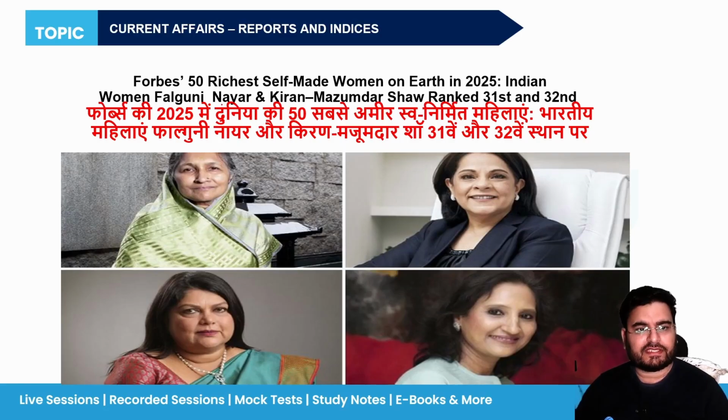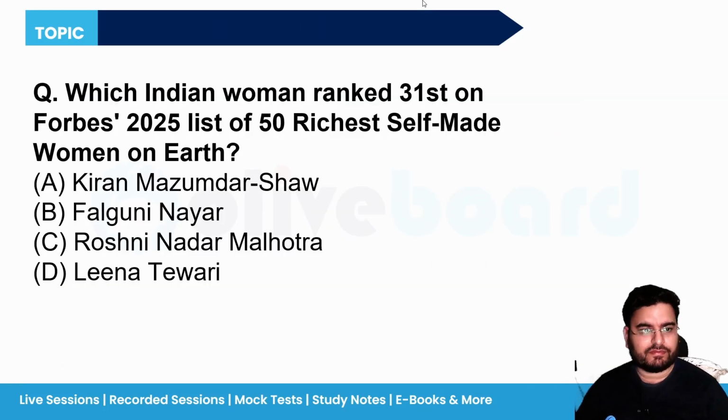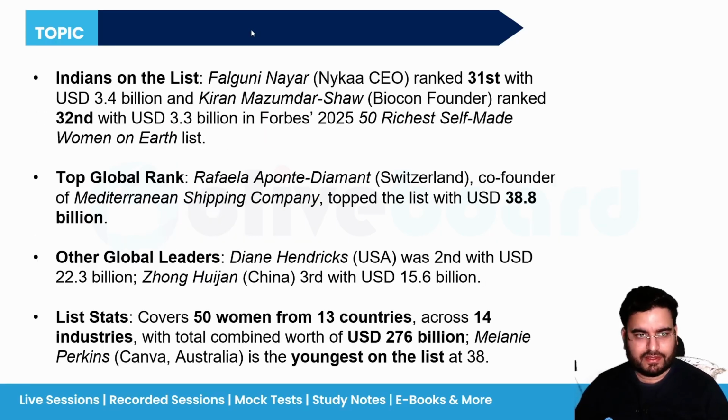Next, Forbes 50 richest self-made women on earth in 2025. India's women Falguni Nayar and Kiran Majumdar-Shaw ranked 31st and 32nd. So let's see the news. So which Indian woman ranked 31st on the Forbes 2025 list of 50 richest self-made women on earth?